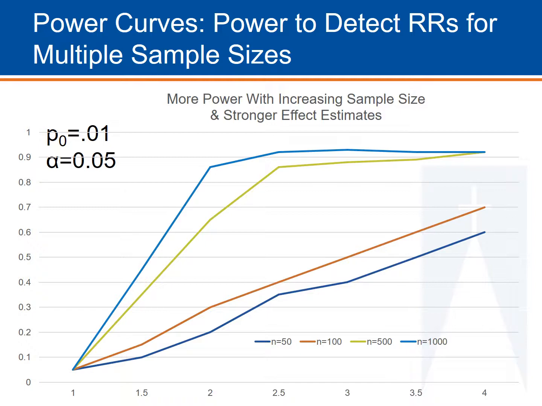And that, of course, the sample size of 50 has the least amount of power, with stark differences from those with a sample size of 500 and 1,000.